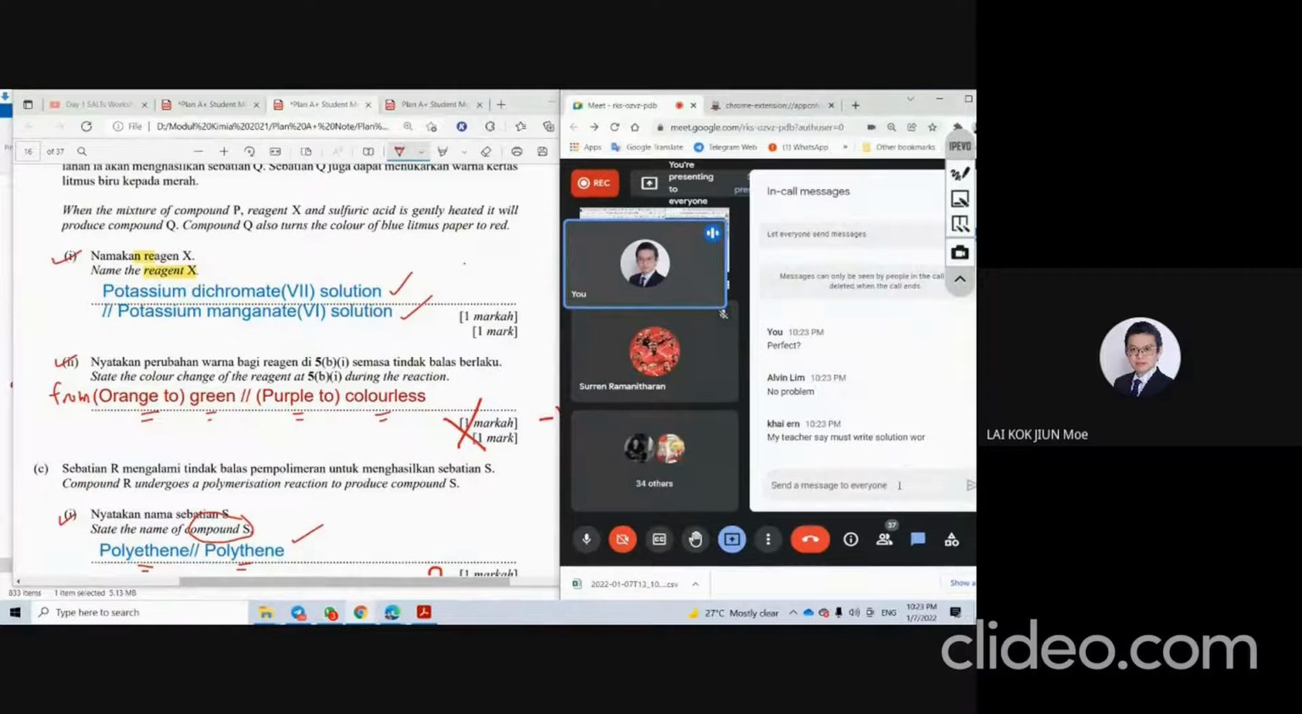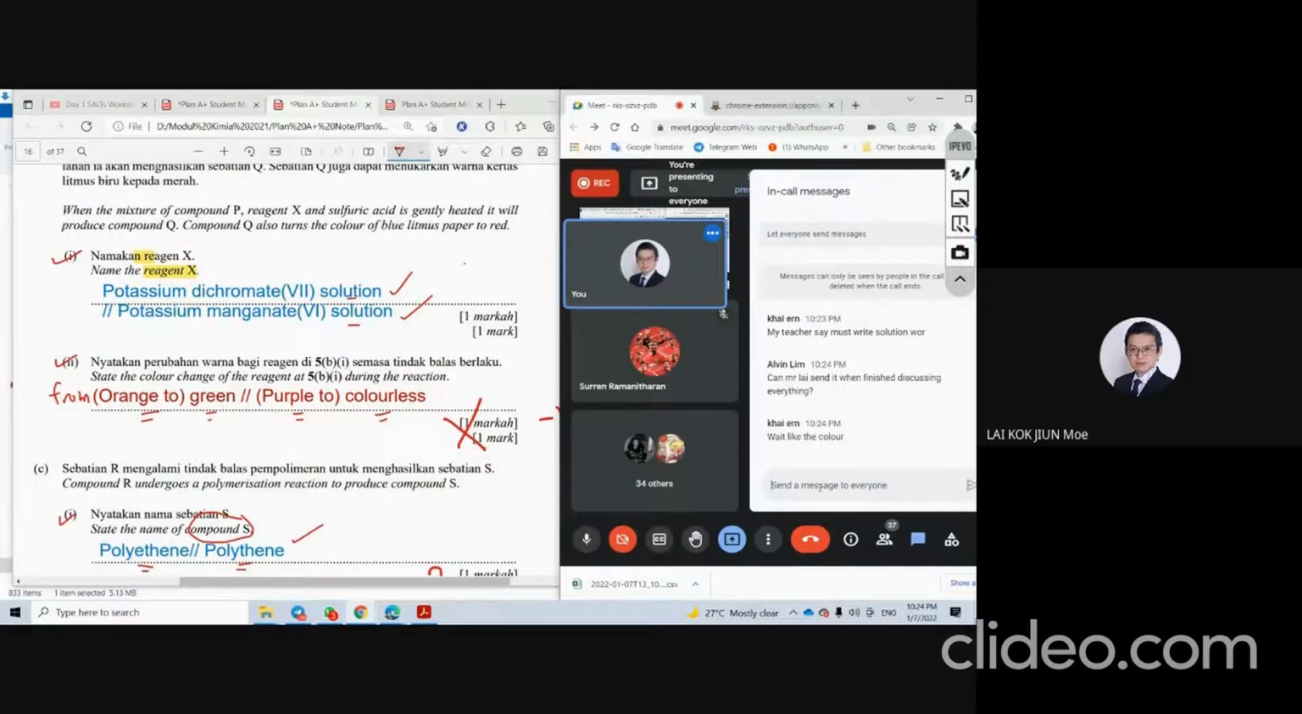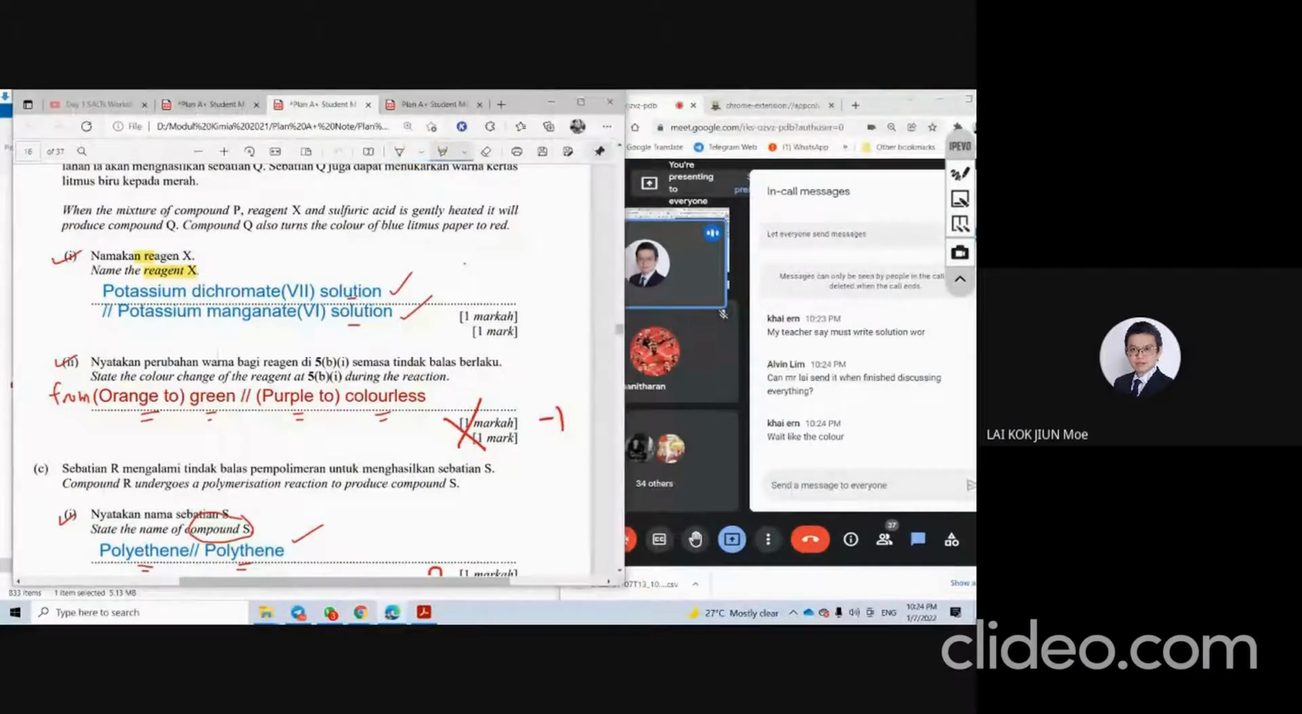Must write solution, or Kai En says solution. Where got solution? Kai En, you open mic. Which one solution? I got solution, here got solution. Why wrong? Can. When finished, okay, no problem. Kai En, what do you mean about solution? Like the color solution from orange to green. No problem, color change. They just ask for color change, so we don't need to mention solution. Color change only. No problem.